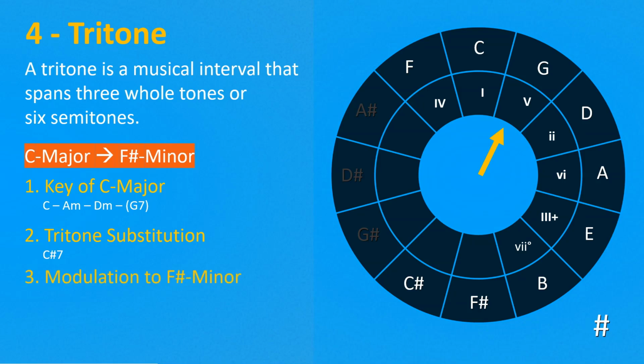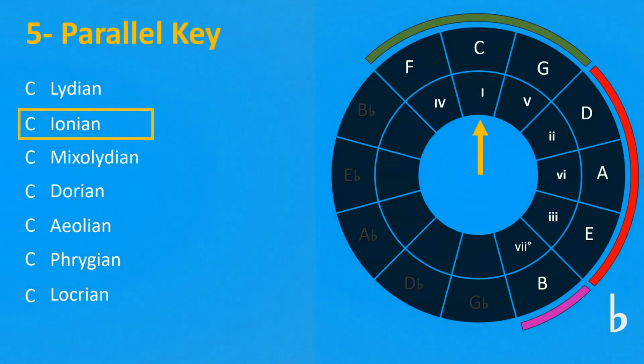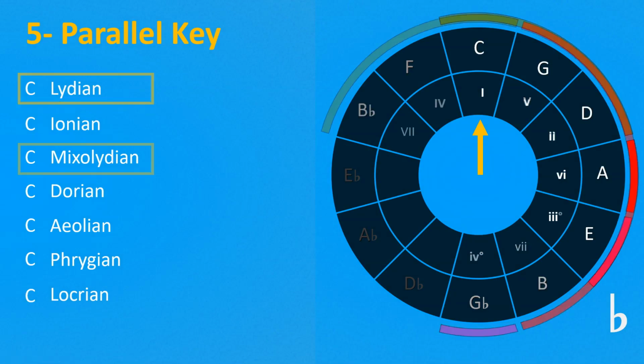After the C sharp 7, we resolve to F sharp, followed by the dominant C sharp 7, which leads to the tonic F sharp minor. Another way to modulate is using parallel key. We can say that the tonic is the pivot note.